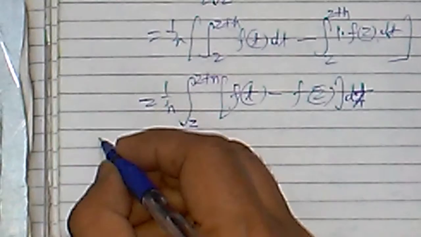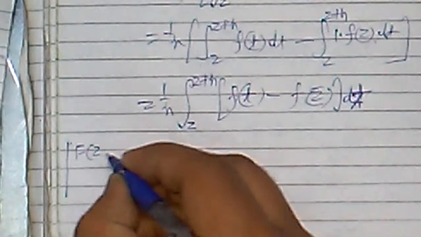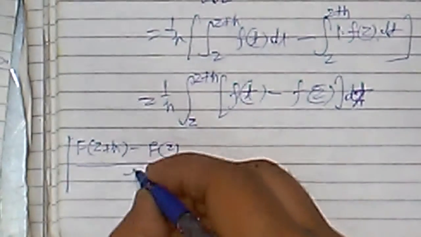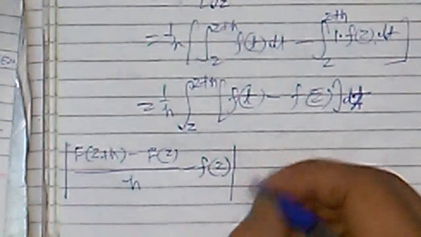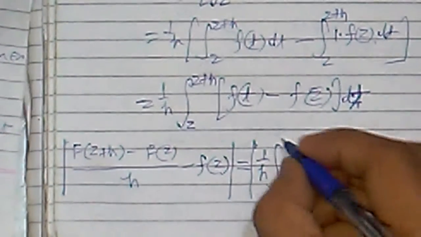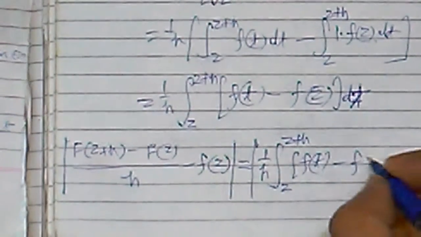Now we take modulus on both sides. What should we write here? Complete the left hand side and right hand side. So we write the left hand side f(z plus h) minus f(z), and taking modulus on both sides, we get the left hand side which is equal to the right hand side. I put modulus on the whole right hand side which is equal to the left hand side. This is the last step of Morera's theorem.